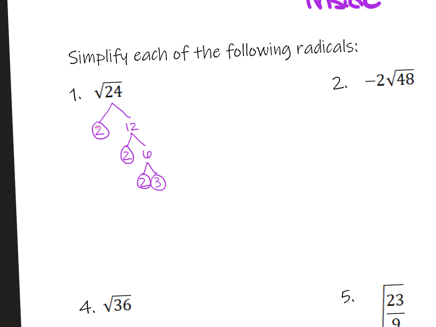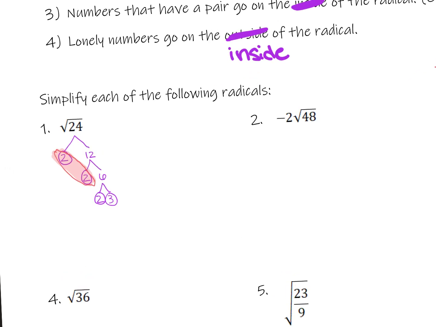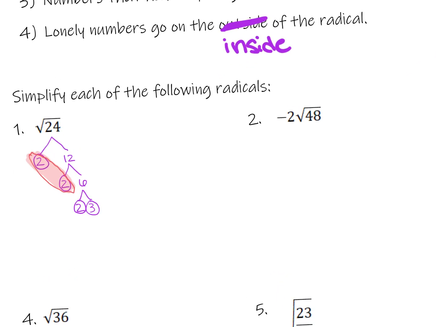So this first 2, does it have another 2 that it can pair up with? Yeah, this 2 just right next to it. So I'm going to go ahead and highlight those, circle those together. You can do whichever way you think is going to work best for you. So something like that. And since it's a pair, we look at step 3. It's going to tell me that it goes outside the radical. So I'm going to write my radical symbol, and I'm going to put a 2 out here right now.